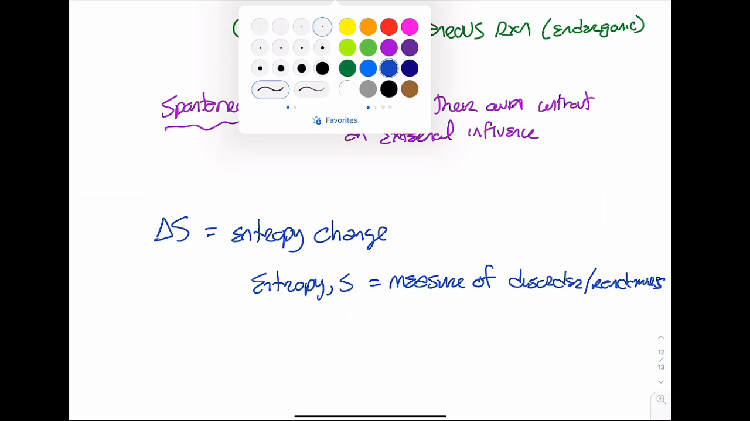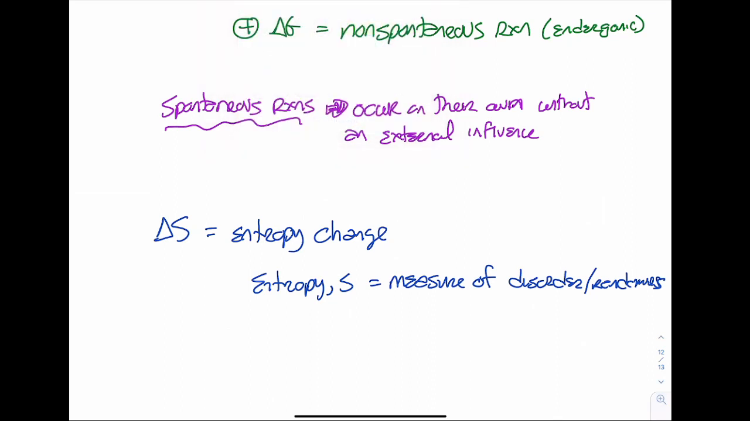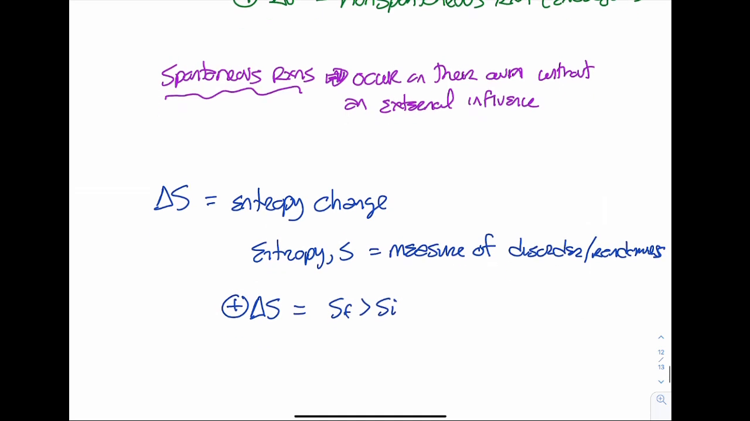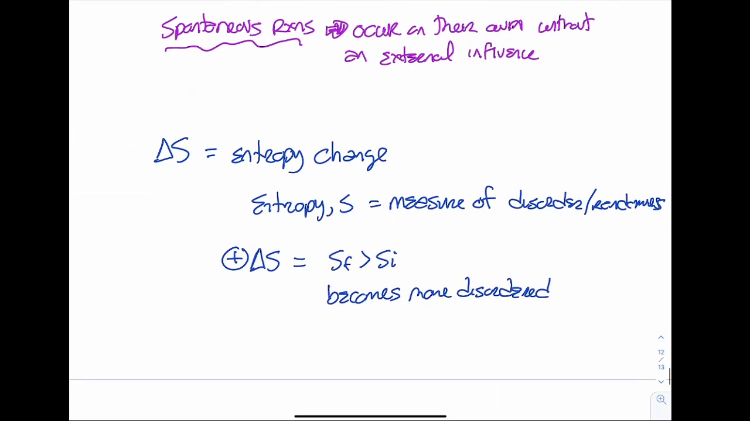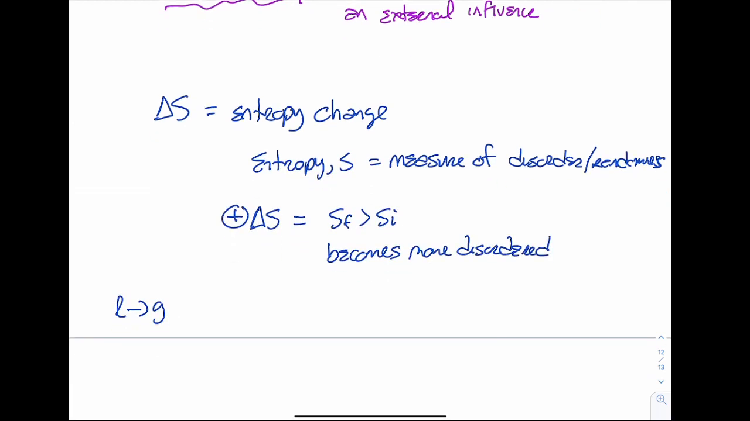So if I have a positive entropy change, that means that entropy is increasing, right? S final is greater than S initial, so it's becoming more random, more disordered. And kind of the easiest example is if I was to go from a liquid to a gas. Remember, in a liquid, I have lots of connections between particles, right? Lots of intermolecular forces. When I go to a gas, I've broken those.